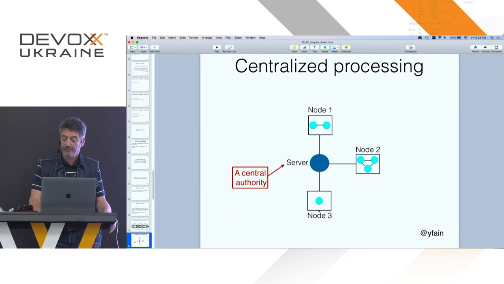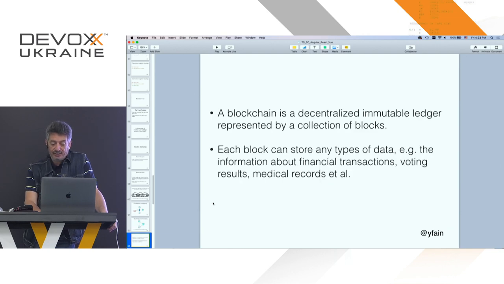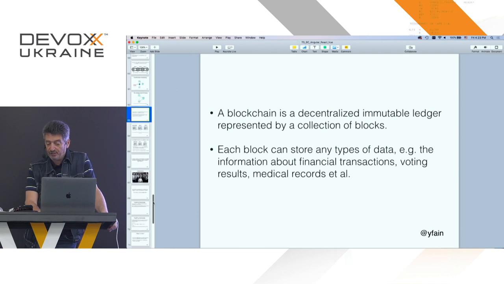This is an example of a typical or traditional app which is not using blockchain. It's using a central authority, like a bank, for example. This is a bank, or this is a server that knows all the seats in the airline, and so on. Decentralized processing allows you to eliminate it. So again, let's say this is a travel agency, this is another travel agency. These circles are computers, and each of them has the latest and trustworthy information about the tickets, about the seat availability. So it's a decentralized immutable ledger represented by a collection of blocks.